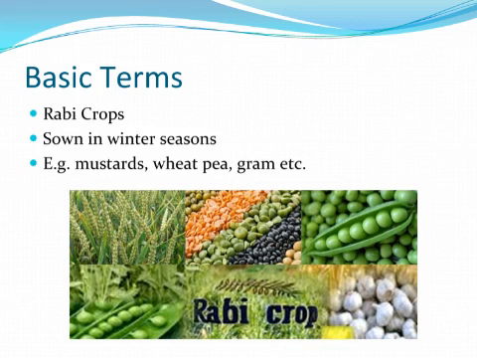And the next one is rabi crops, which are sown in winter seasons. Examples: mustard, wheat, pea, gram, etc. And they don't need as much water.